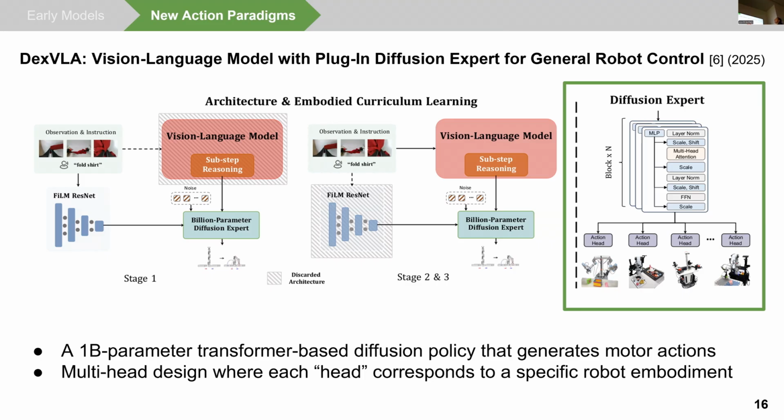So on the left-hand side, they have this kind of architecture and embodied curriculum learning. This blue box right here is the diffusion parameter expert that they've scaled. But I'll have you actually focus just on the diffusion expert for now. So they take this concept and they scale this diffusion policy up to a 1 billion parameter transformer-based model. And they use this multi-headed design where each action head on the model corresponds to a different robot embodiment. And so they're able to actually deploy this onto multiple different types of manipulators and still see that the model succeeds.